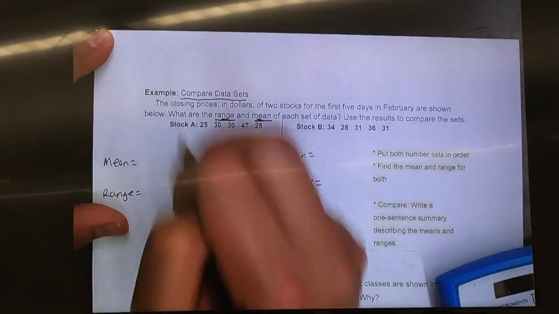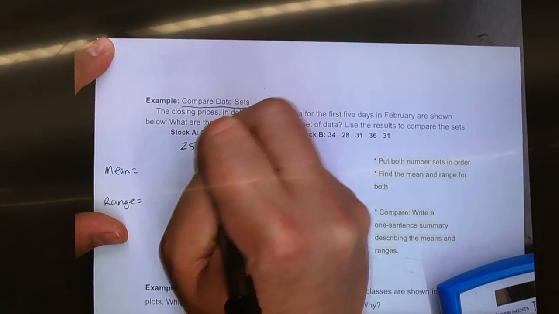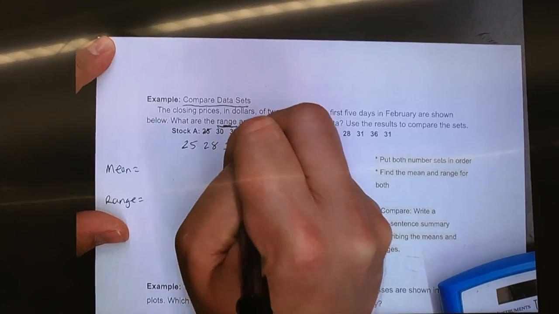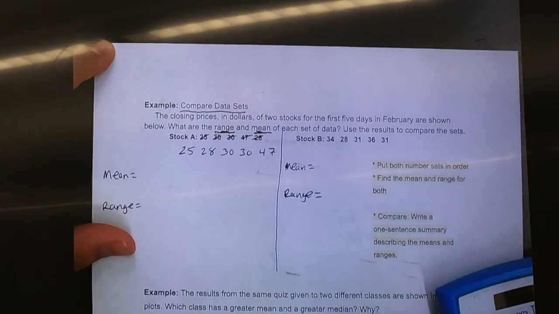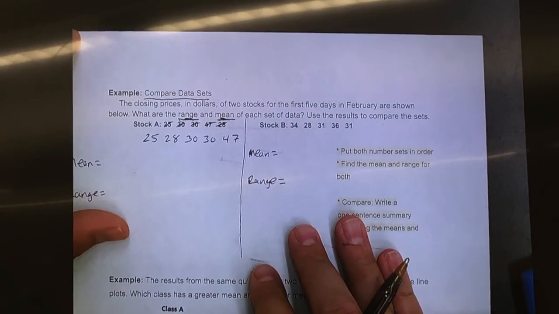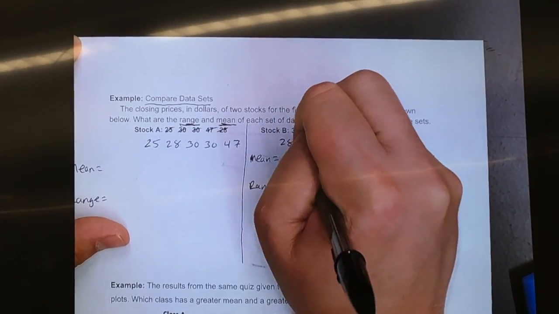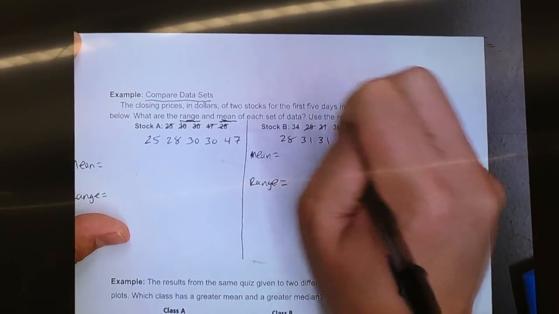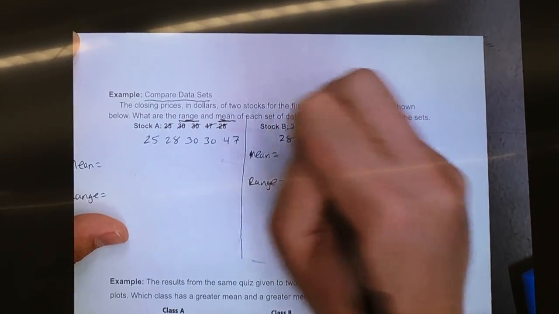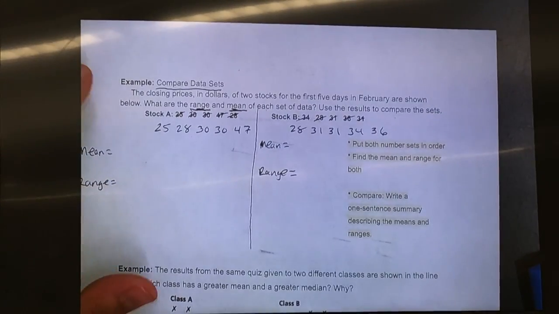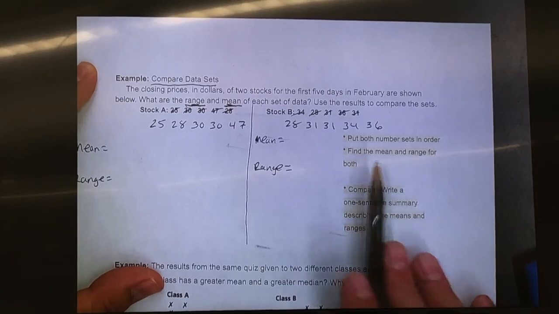So we have 25, 28, 2 30s, and a 47. Next one, we have 28, 31, 2 of them, a 34, and a 36. All right, so put both number sets in order, find the mean and the range for both.